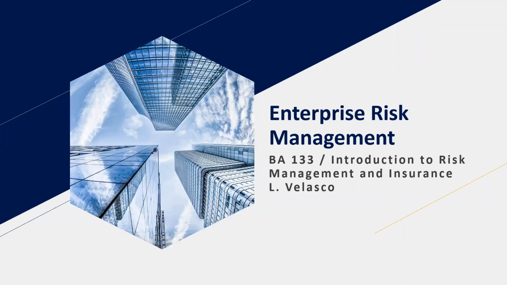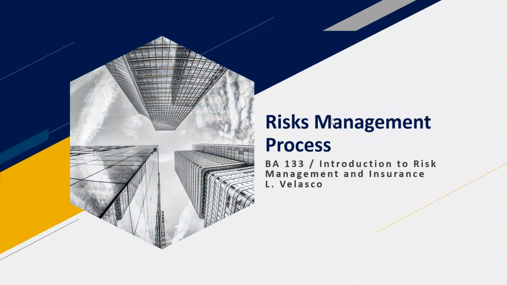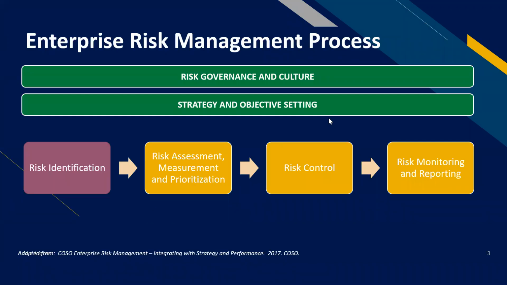Hello. In this video, what we will discuss is the details or the steps with respect to enterprise risk management. Okay. So here we'll discuss the risk management process. As we have described in the previous video, the risk management process is composed of several steps. It is risk identification, risk analysis, which is assessment, measurement, and prioritization, and risk control, and risk monitoring and reporting.